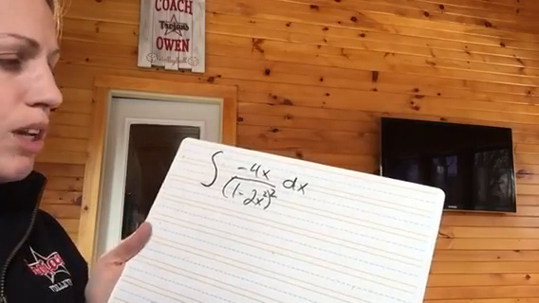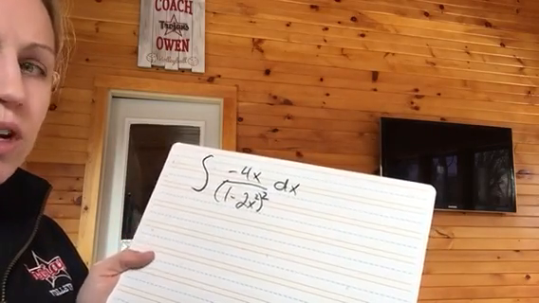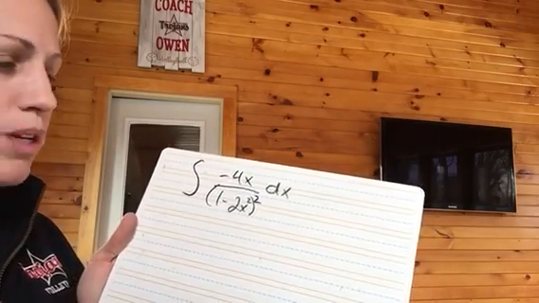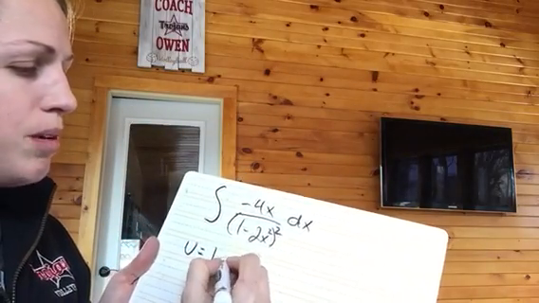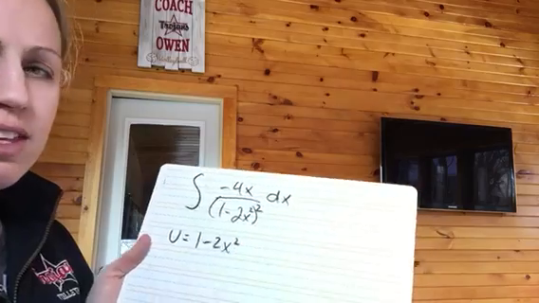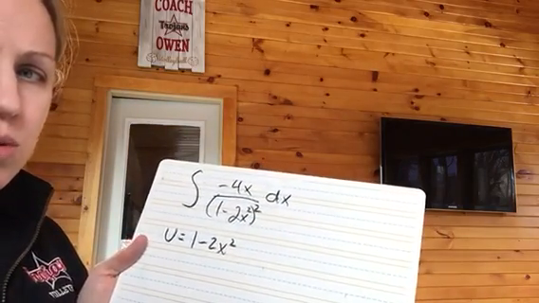Okay. So if you look at what we have written down here, you can kind of assume where you're going to start. Again, you're going with what's being raised to a power as your u. So u here would be equal to 1 minus 2x squared, the thing that is inside the parentheses. That's always where you start.